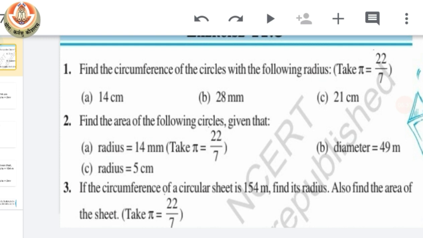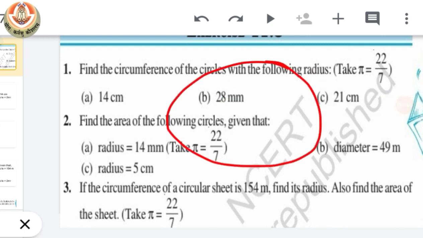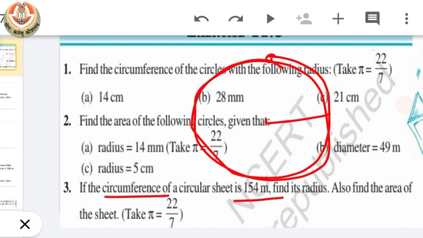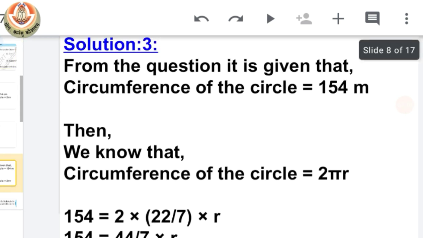area for the circle. The question number 3 is, if the circumference of a circular sheet is 154. We have a circular sheet and its circumference, that is the length of its boundary, is given as 154 meter. So we have to find the radius. That means we have to use the formula for circumference and we can easily find the radius. And after that we also have to find the area. So let's see how we have to solve it.